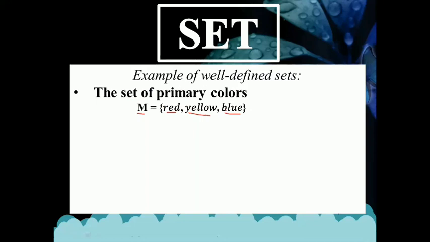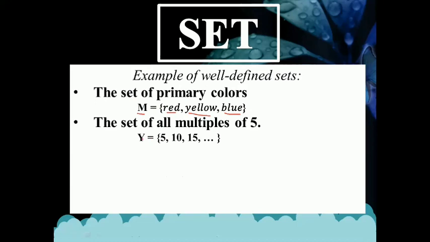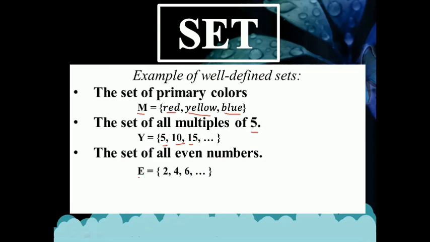Okay, so next, we have the set of multiples of 5. The set Y has the elements 5, 10, 15, and so on, the ellipsis meaning that it goes on. It is a well-defined set because these numbers are really multiples of 5. Next, the set of all even numbers. So we have here the set E has the elements 2, 4, 6, and so on.